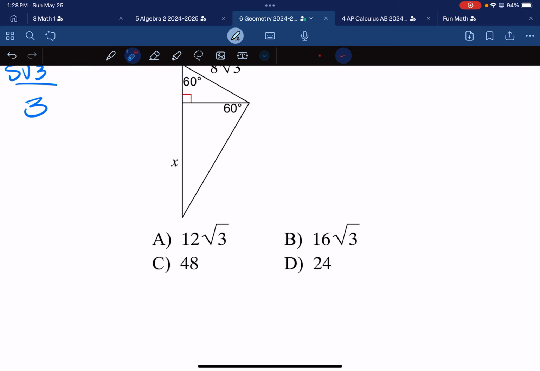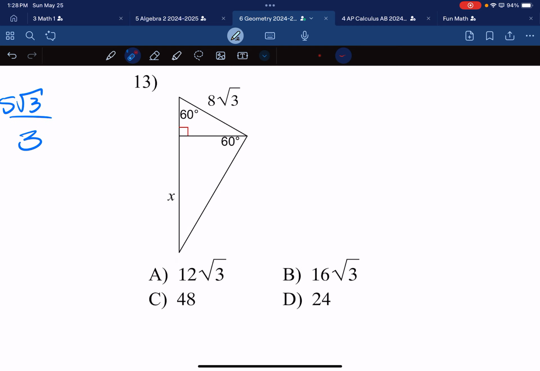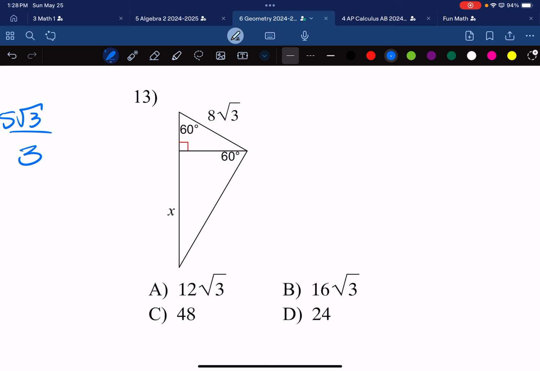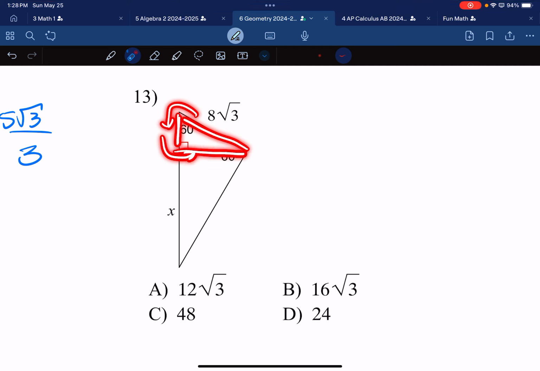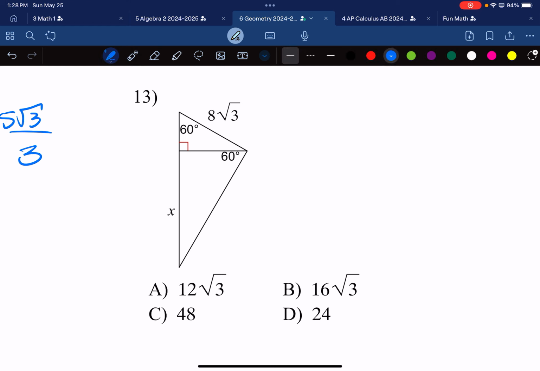Ooh, so this is one of those problems where you have to kind of go all the way around and do the property multiple times. So we're trying to get to this length of x, and we only have this hypotenuse. So we're going to go from the hypotenuse around to the short leg, around to this long leg. This long leg is actually the short leg of this giant triangle, and then I'm going to go around this way next. All right, so here we go. First step is to go from here to here. I'm going to divide by 2, and this is going to be 4 square root of 3.